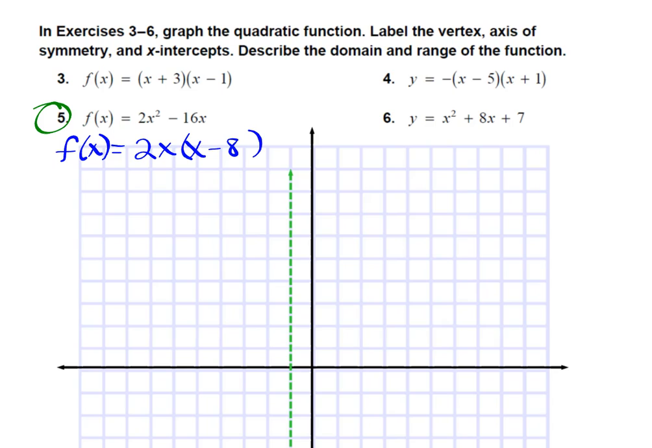So when I want to know what makes it equal 0, 2 times what gives me 0? 2 times 0 is 0, so 0 is one of my x-intercepts. And what minus 8 gives me 0? 8. So we're at 0 and 8 for our x-intercepts. So where do I need to move my axis of symmetry? 4. Because 4 should be right in the middle, right? Now how do I find where on that line my vertex goes?